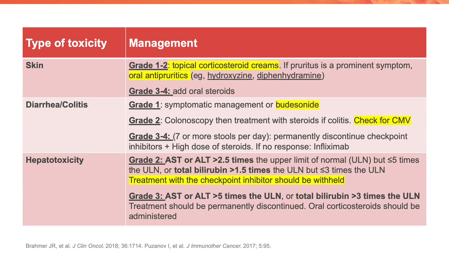For hepatotoxicity, if it's grade 2, which is defined as liver enzymes that are more than 2.5 times normal, or total bilirubin of more than 1.5 times normal, treatment with checkpoint inhibitors should be withheld. After that, you can monitor the liver enzymes and re-challenge with checkpoint inhibitors when the numbers are back to normal. However, for grade 3 or 4, where liver enzymes are more than 5 times the upper limit of normal, or the total bilirubin is more than 3 times normal, treatment should really be permanently discontinued. Oral corticosteroids should also be administered.